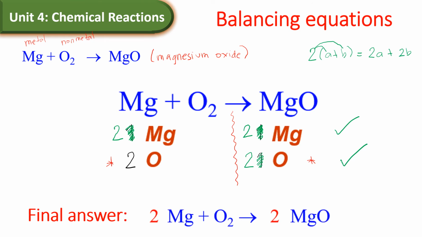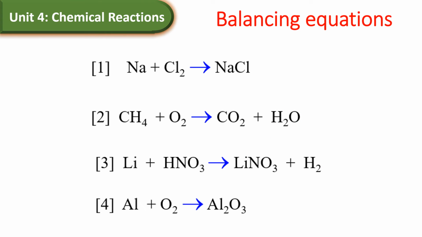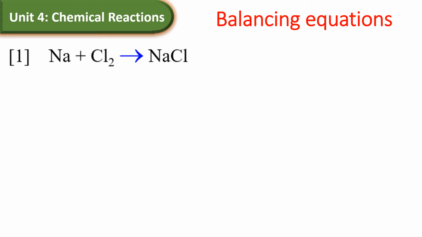So therefore, your final answer can be written this way. It means 2 magnesium plus oxygen to produce 2 magnesium oxide. Okay? Let's try to check more examples of balancing equations. Before revealing the answers, I want you to get a paper and try to solve it by yourself. Okay, so let's have your first example.